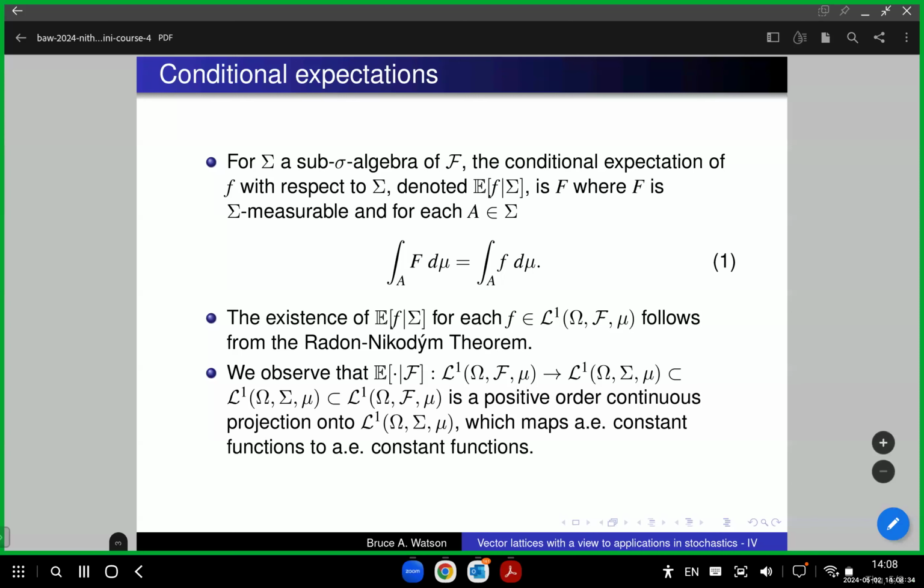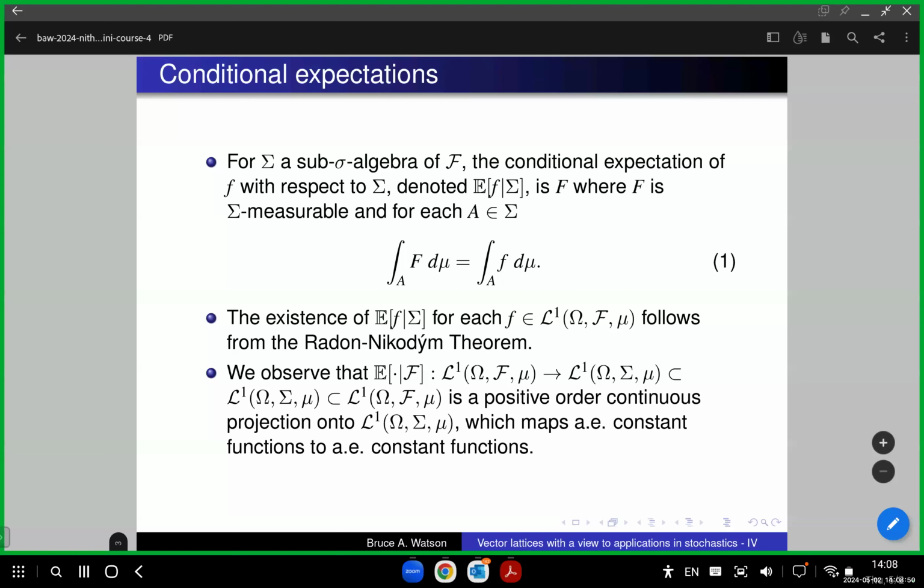Because you can consider integrals over sets as measures, and then you use absolute continuity, etc., to get the Radon-Nikodym derivative of your measure, one measure with respect to another measure.